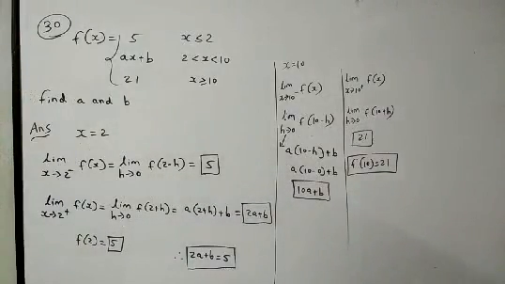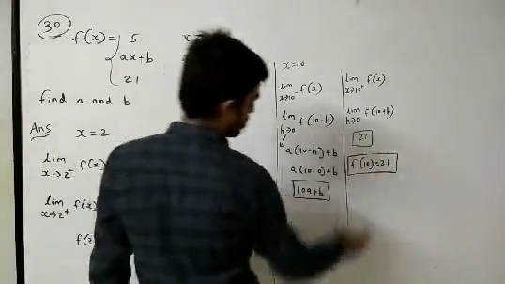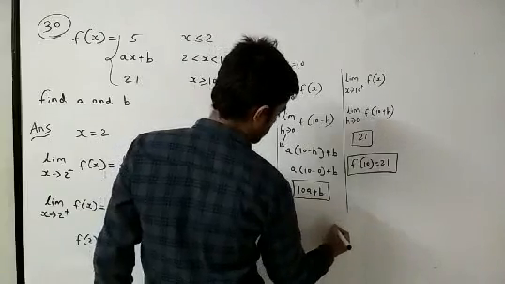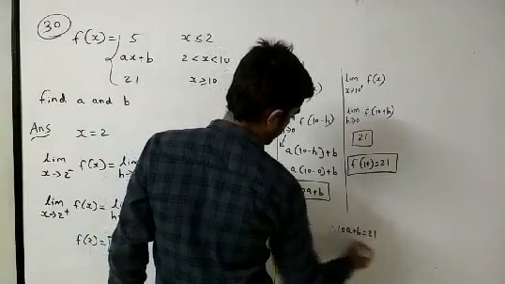But we still did not get our answer. We have to find the values of a and b. See here, 2a + b equal to 5. Then here, 10a + b equal to 21. Therefore 10a + b equal to 21.